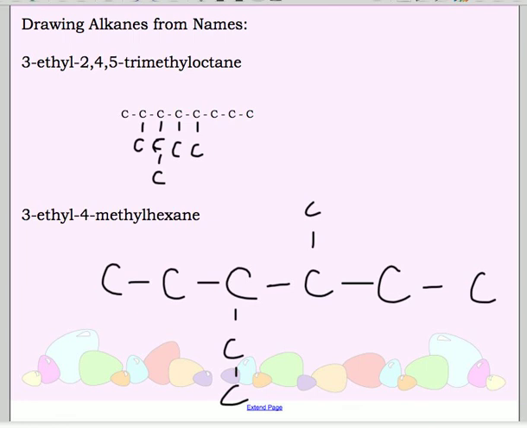So organic naming is kind of annoying. Not kind of, it probably is annoying. But it's very good at going backwards. It's actually nicer to draw things from organic names if you name it correctly than if you have to do the opposite here.